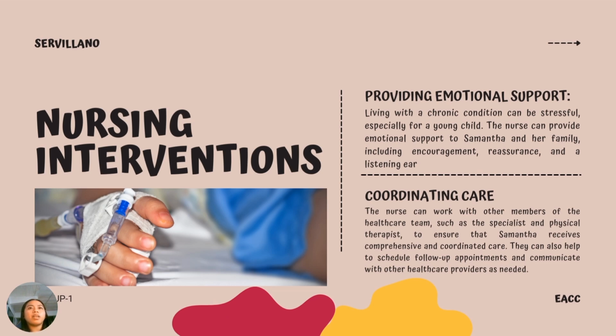Next is providing emotional support. Living with a chronic condition can be stressful, especially for a young child. The nurse can provide emotional support to Samantha and her family, including encouragement, reassurance, and a listening ear. And last is coordinating care. The nurse can work with other members of the healthcare team, such as the specialist and physical therapist, to ensure that Samantha receives comprehensive and coordinated care. They can also help to schedule follow-up appointments and communicate with other healthcare providers as needed.